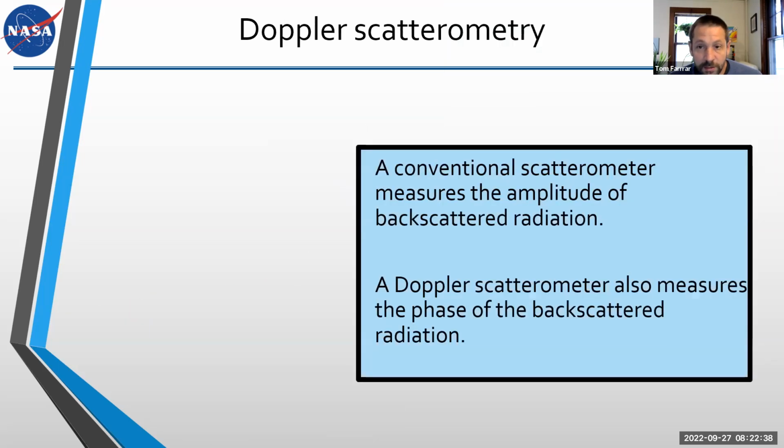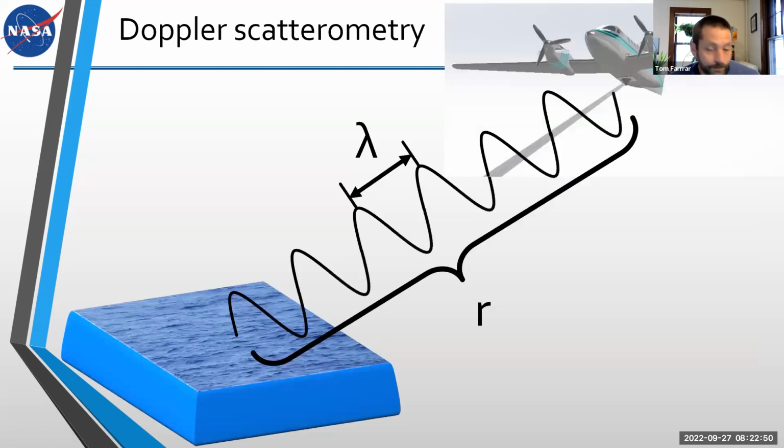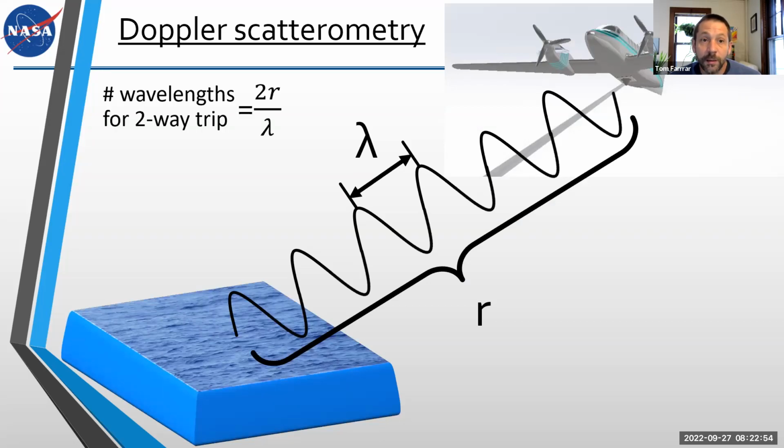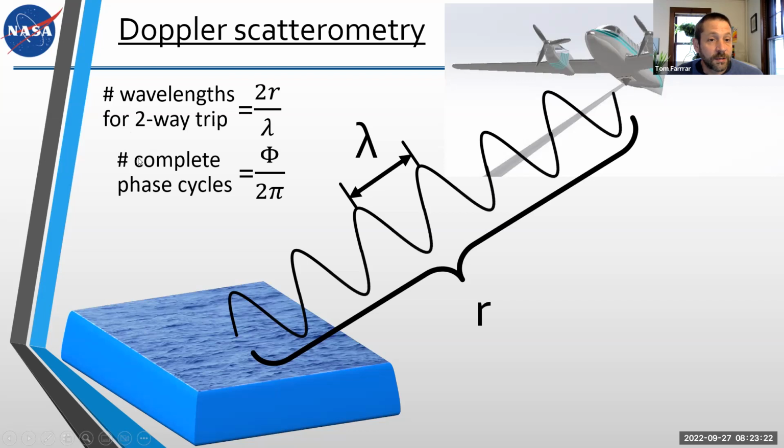So a conventional scatterometer measures the amplitude of the backscatter radiation, and a Doppler scatterometer also measures the phase of the backscatter radiation. I'd like to just quickly show the equation for the principle of measurement. The distance from the radar to the sea surface can be measured in wavelengths. So the number of wavelengths for a two-way trip is 2r over lambda, the wavelength. That number of wavelengths is equal to the number of complete phase cycles seen at the transmitter. And by equating those, you get this equation.